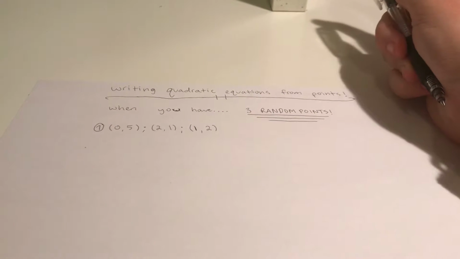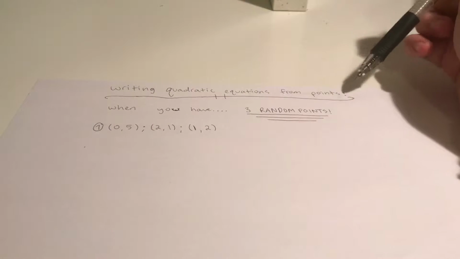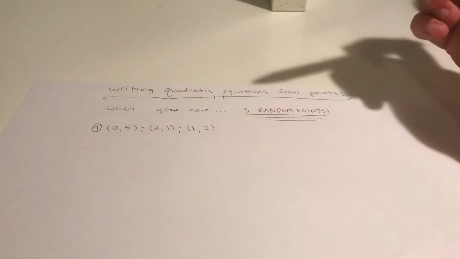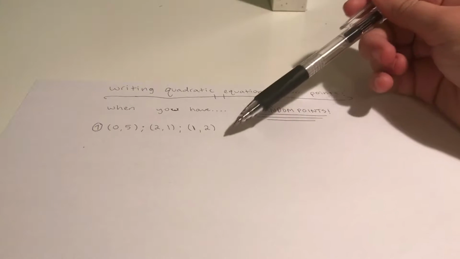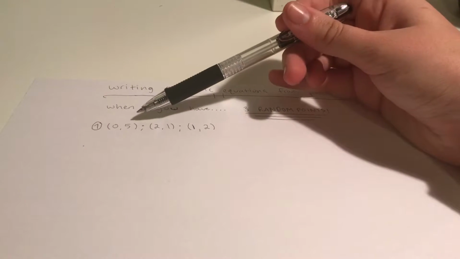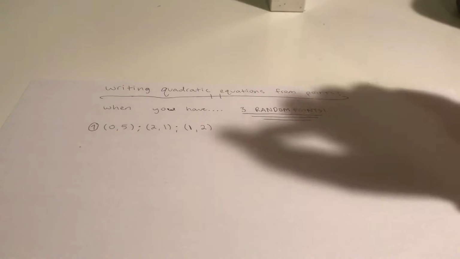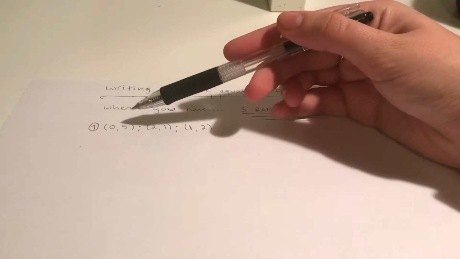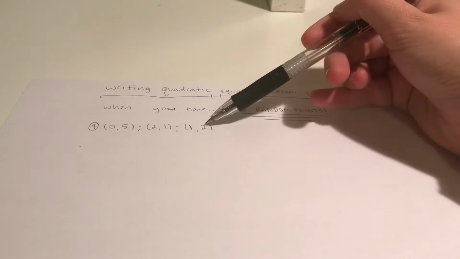Okay, so for this, we're going to do writing quadratic equations from points. This first problem is when the problem gives you 3 random points. Our random points are (0, 5), (2, 1), and (1, 2). The first thing you want to do, at least what I like to do, is look at the y values: 5, 1, and 2.